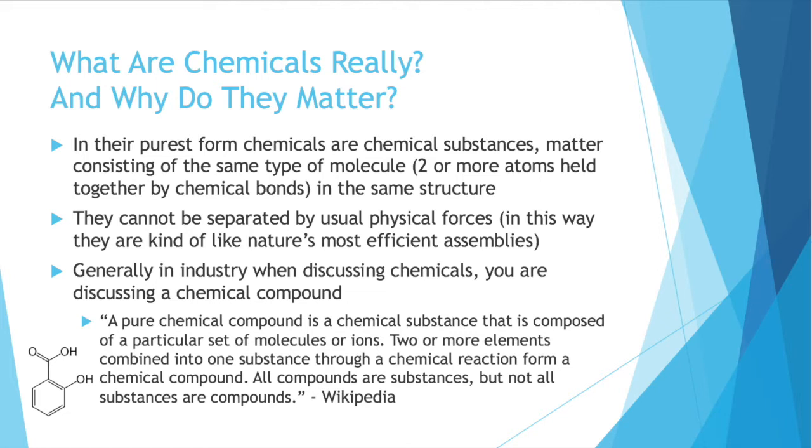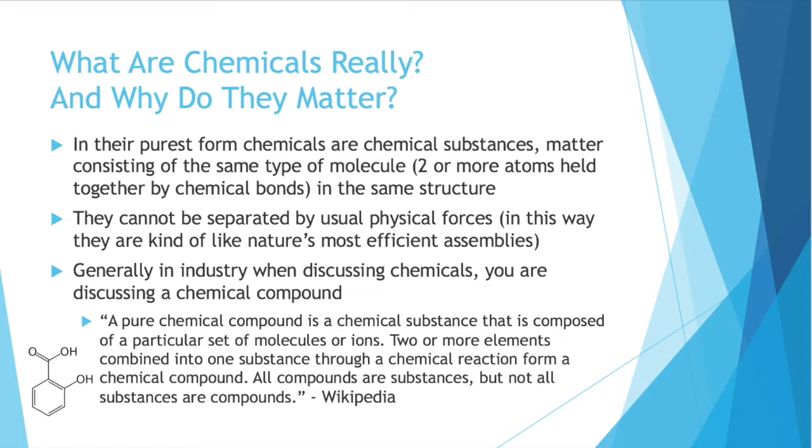In their purest form, chemicals are chemical substances, matter consisting of the same type of molecule. A molecule is two or more atoms held together by chemical bonds. These molecules in the same structure make a chemical substance. They cannot be separated by usual physical forces. So in this way, they are kind of like nature's most efficient assemblies.